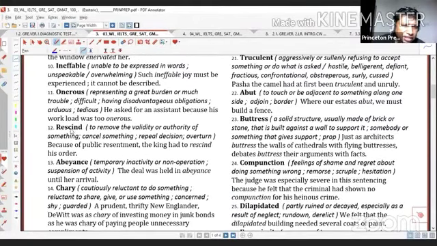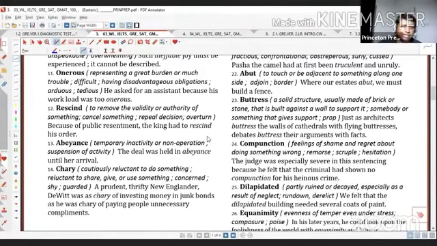What about rescind? The next one is rescind. What's that? Rescind is to remove the validity or authority of something, cancel something, overturn. বাদ দিয়ে দেওয়া. Because of public resentment, the king had to rescind the order.